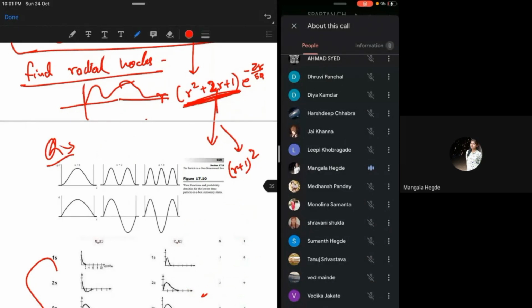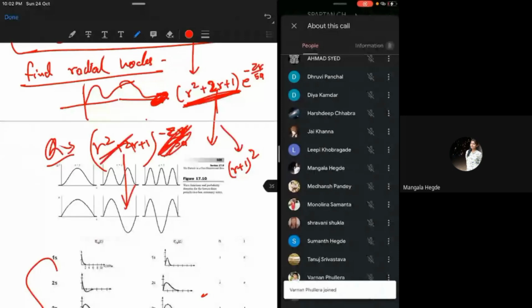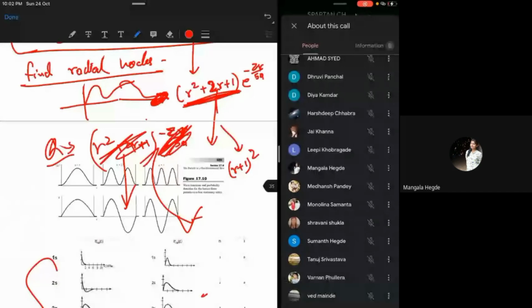Okay, did you get it? The r value gives only the position, r is just distance. If you are able to find some position, there will be a node. If you are not able to find one, let's say there was no r here and I just give you r square plus 2r plus 1 into e power minus Zr by 5e. This cannot be 0 and this also cannot be 0, so it will have no nodes. Are you getting it? Yes, sir.